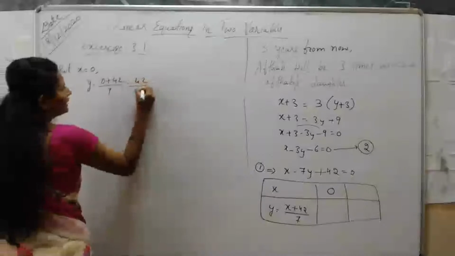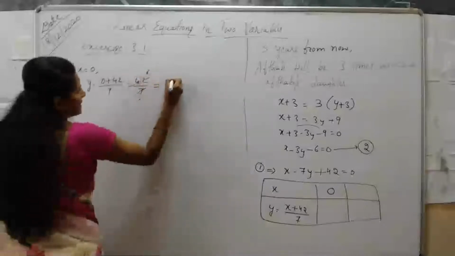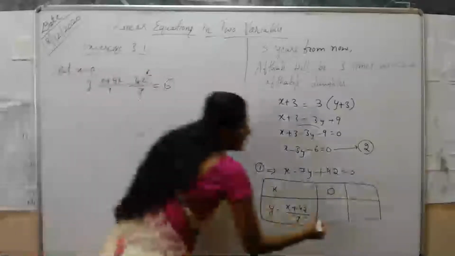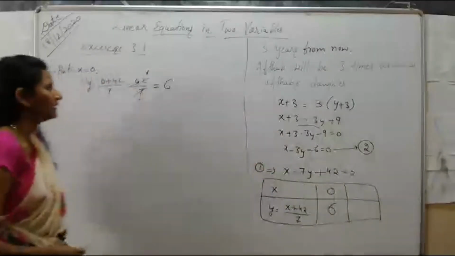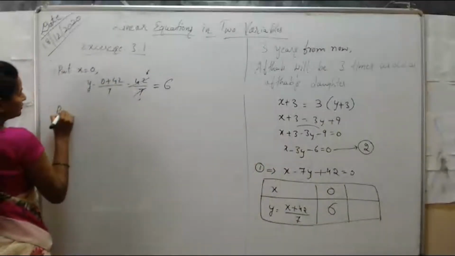That is 42 by 7. 7 ones are 7, so y is equal to 6. So what is the value of y? That is 6.